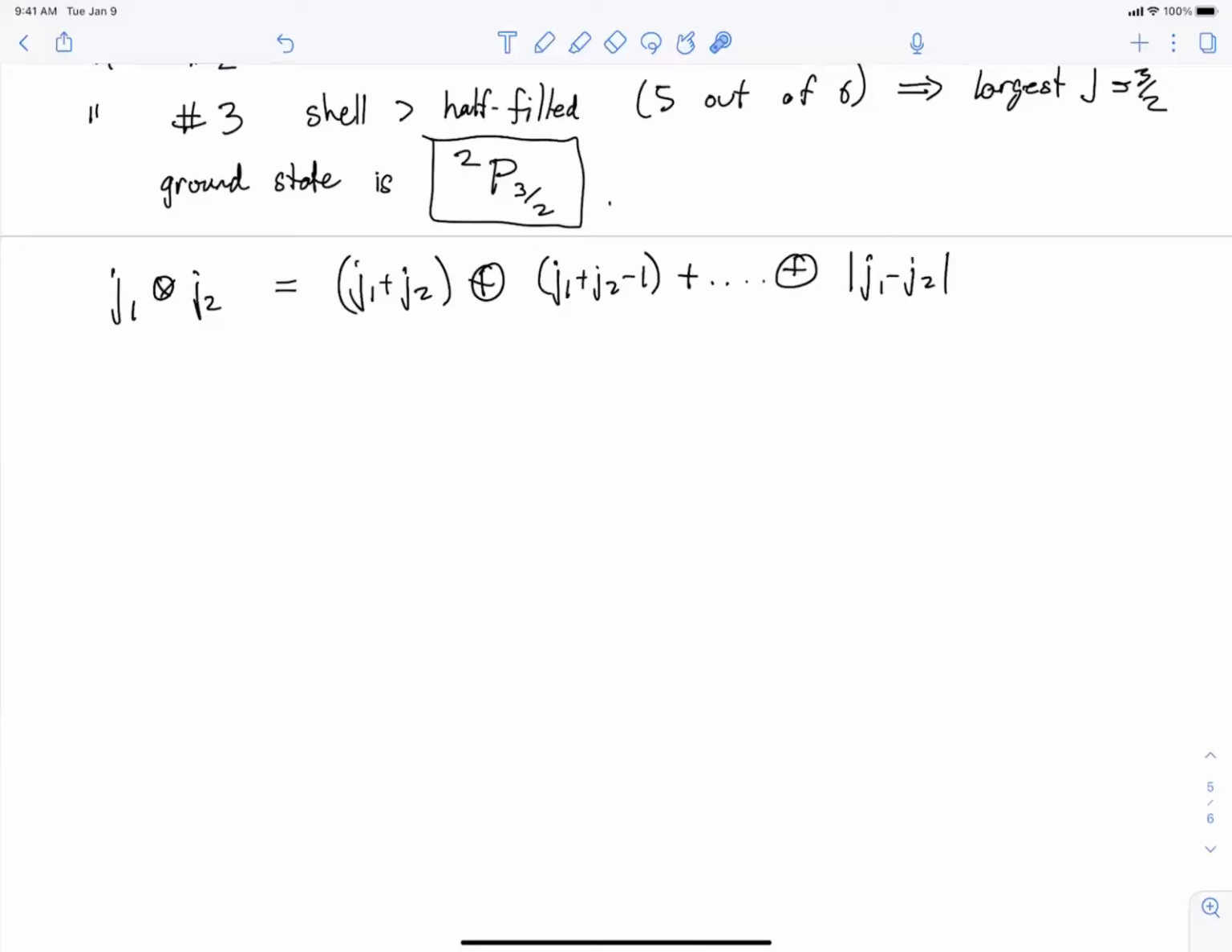Right. Okay. So each thing in the sum is 1 less than the previous one until you get down to this one, and then you know you're done.